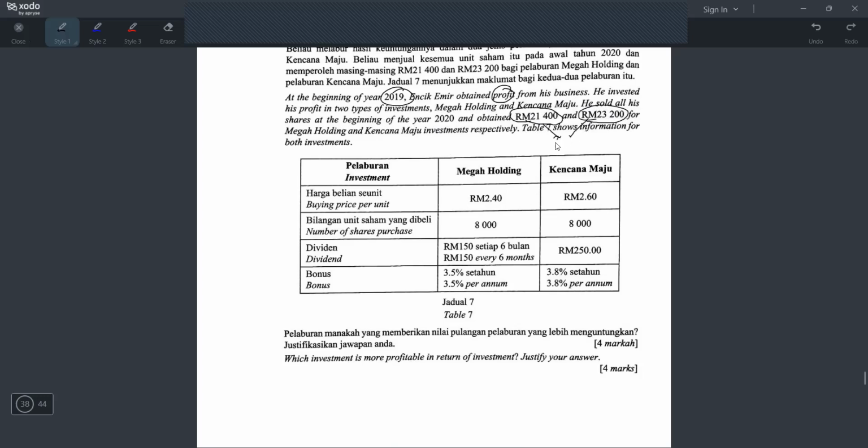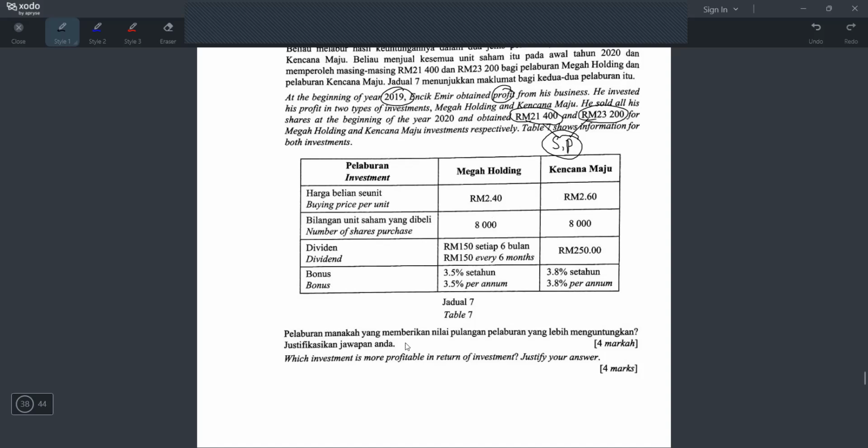Okay, let's put SP here. Okay, to remind myself, this is the selling price. Okay, SP stands for selling price. And then now we see here, the buying price for 1 unit is 2 ringgit 40 cent. Number of shares purchased is 8,000. Dividend is 150. Bonus is 3.5%, and so on. And then for Kencana Maju is different.